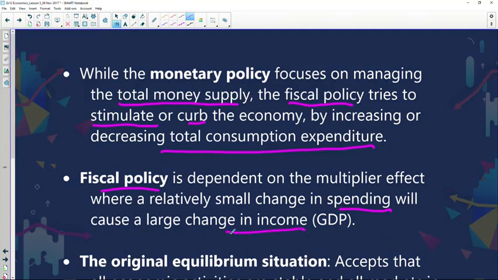If people are spending, it means that more people are receiving an income, and therefore production will also increase, and hence we bring in the GDP, which looks at the number of goods and services that are produced within a particular country. So fiscal policy plays a very important role in ensuring that it stimulates the economy, but it also curbs the economy where necessary.